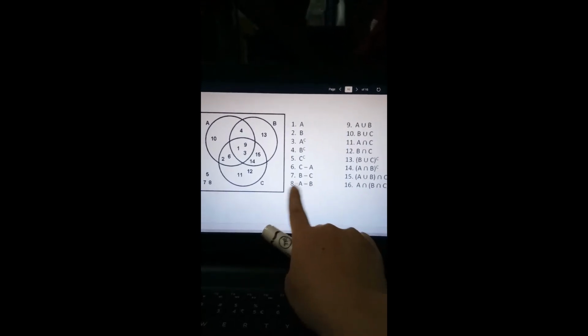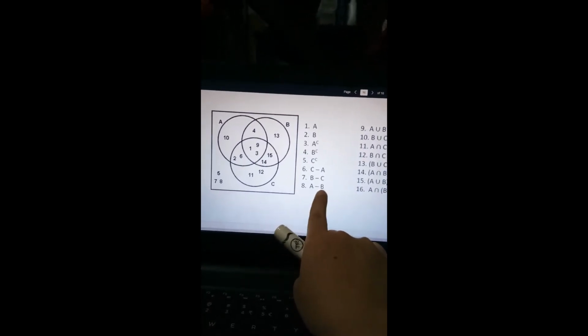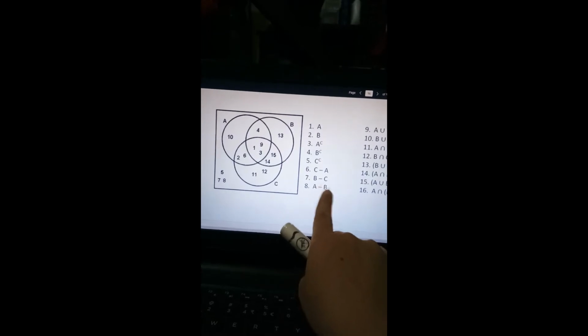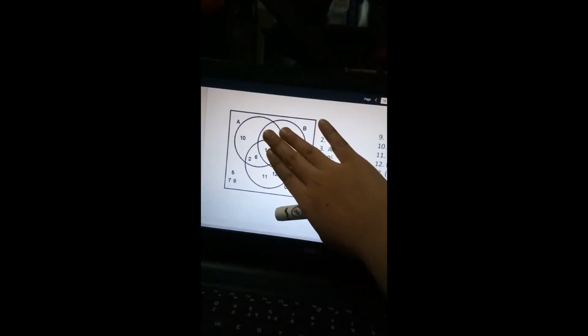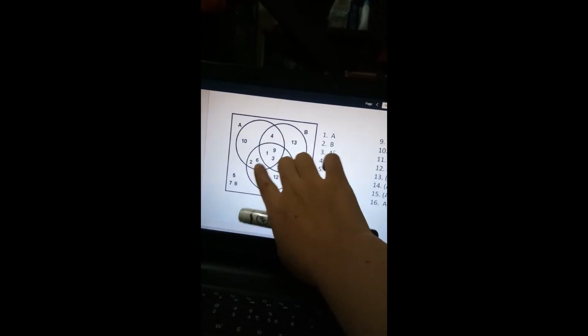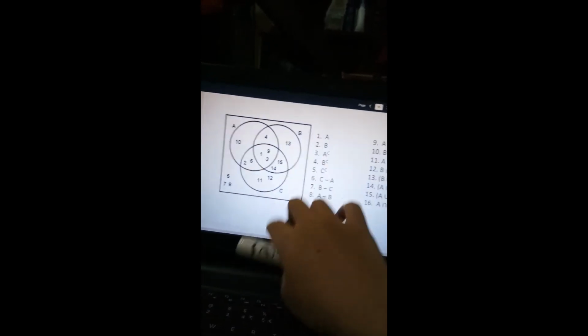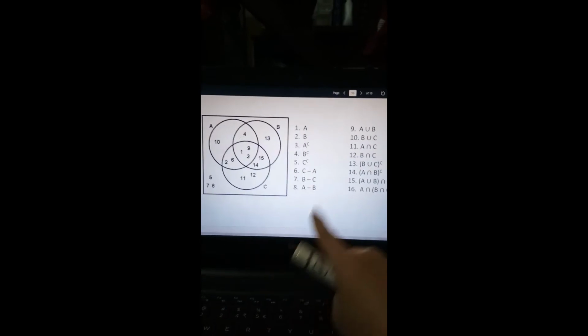Next, number 8. So, for number 8, A minus B, alisin mo daw si set B. Anong naiwan kay set A? We have 10, 2, and then 6. Ganun lang. Okay? Next, number 9.